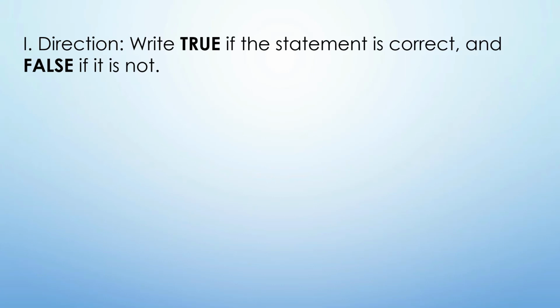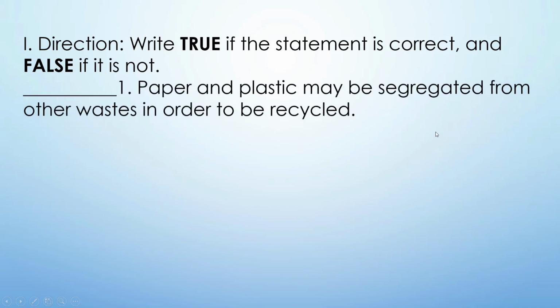So now, let us have some activity in order for us to know if you really understood what we have discussed in our lesson today. And here is the direction. Write true if the statement is correct and false if it is not. Number 1, paper and plastic may be segregated from other waste in order to be recycled. The answer is true. That's right.